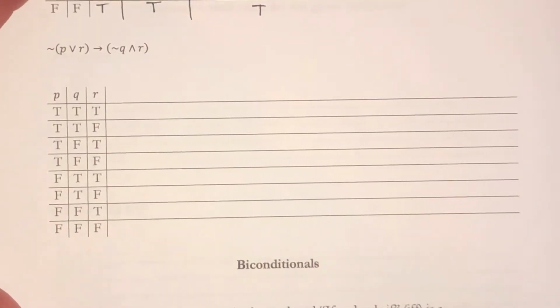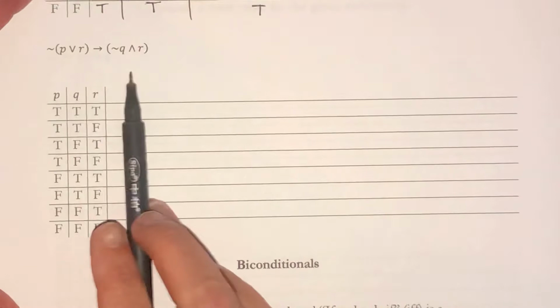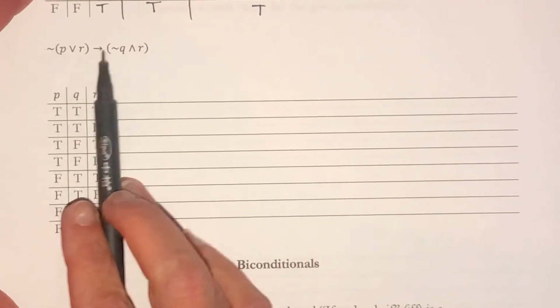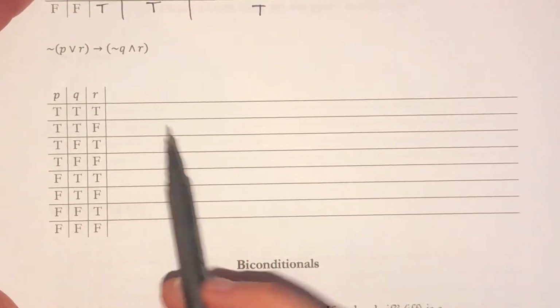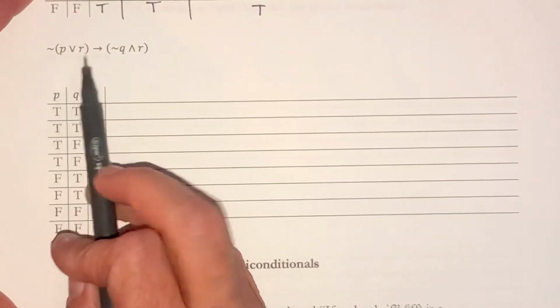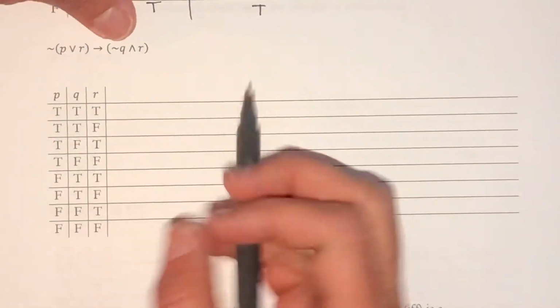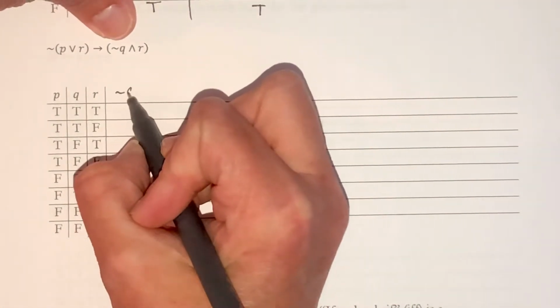This is part 2 of section 3.4. I want to now create a truth table for this statement. And again, I want to build up all of my pieces individually. I have regular P, regular R. I need not Q, so let's do that. Not Q.